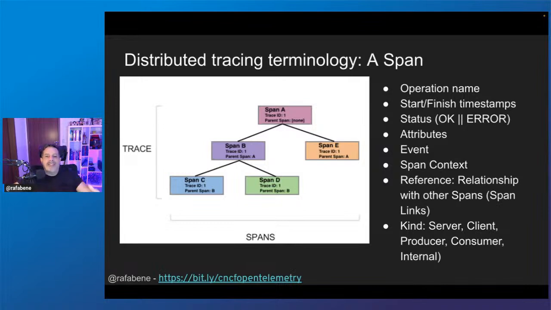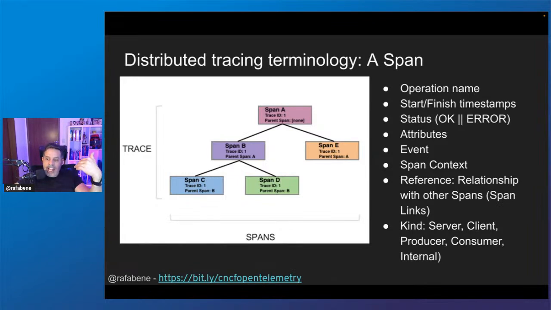A span is the operation itself. So inside a span, we have the name of the operation, we have the start and the finish timestamp. We need to understand how long it took to perform that operation. We have the status. Is it completed with okay? Was it completed with an error? We have attributes for that operation. We have events for that operation. We have a context, and we have a relationship with other spans, right?